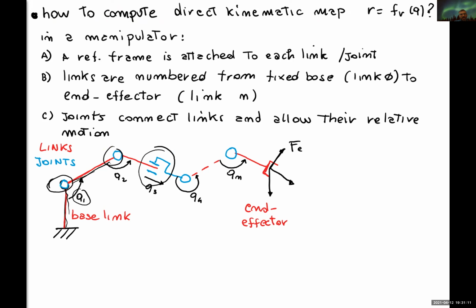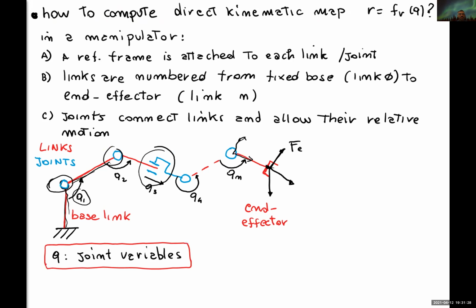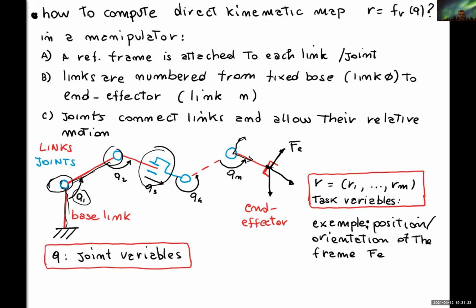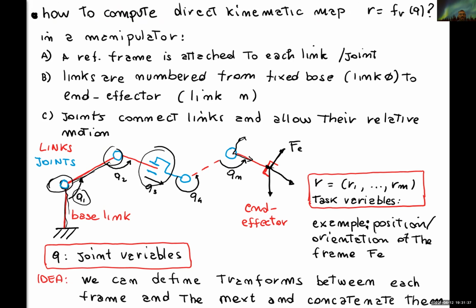And finally, we have the end effector. And you usually place a frame also at the end effector that is a rigid transformation with respect to the last link frame. So we have the joint variables, and the task variables, the position and orientation of the frame FE, could be an example of task variables. The idea is that we want to define the transformation between each frame and the next one and concatenate them. This way we are able to express, for example, the position of the end effector in the base frame as a function of the joint variables, because the position of this point will be dependent on the values of all the joints.